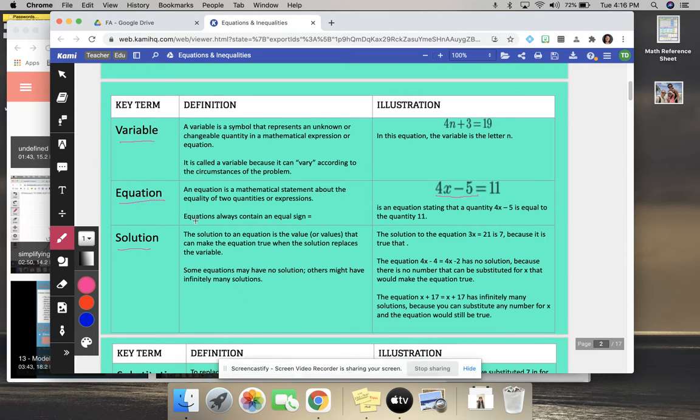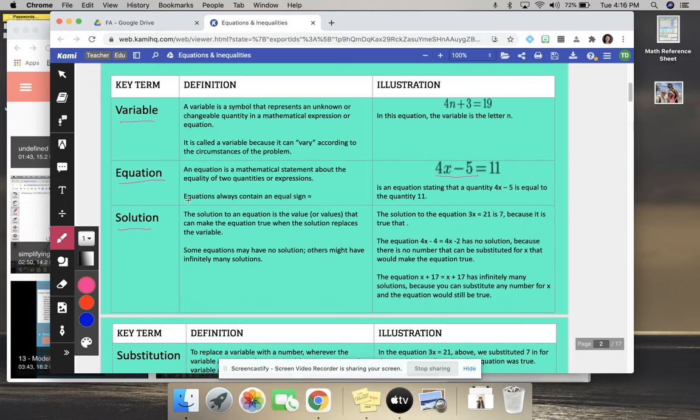Our next key term is the word equation. It's a mathematical statement about the equality of two quantities or expressions. Equations always contain an equal sign. For example, this equation states that the quantity 4x minus 5, so 4x minus 5 is a quantity, is equal to the quantity 11.